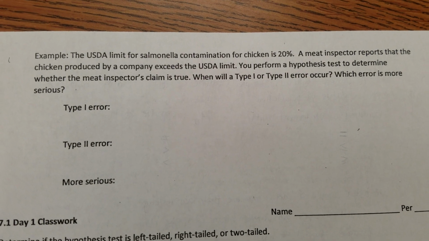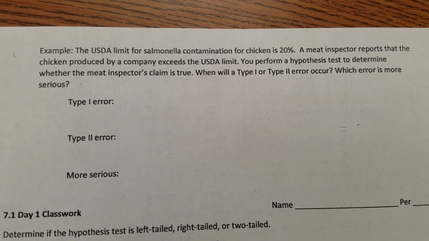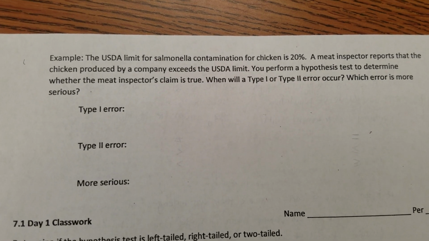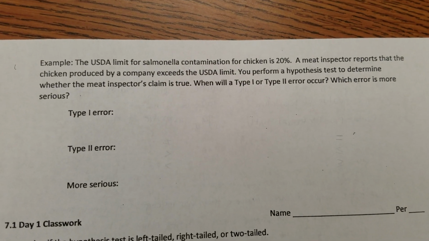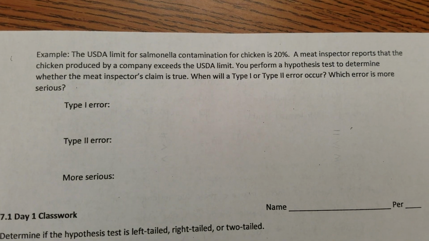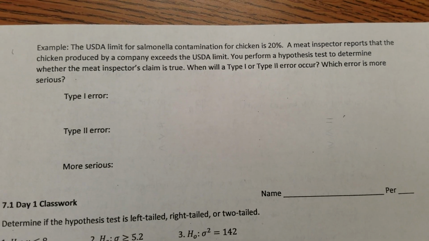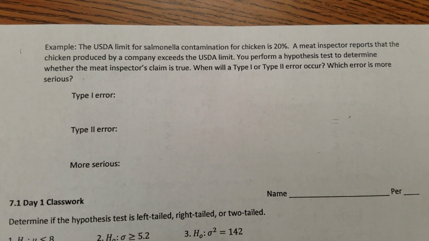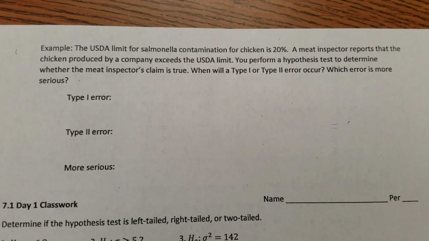So we're basically testing if there's salmonella in chicken. This is bad, obviously. That's why we don't eat raw chicken. You got to fully cook everything. But 20% is pretty high, and that's why we have to cook everything, because the limit for actually containing salmonella is actually kind of high. So that's why you have to cook your chicken.